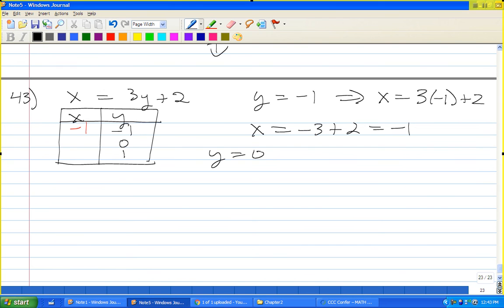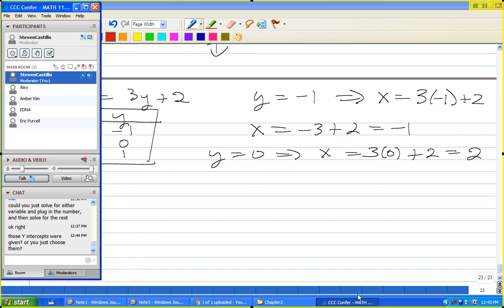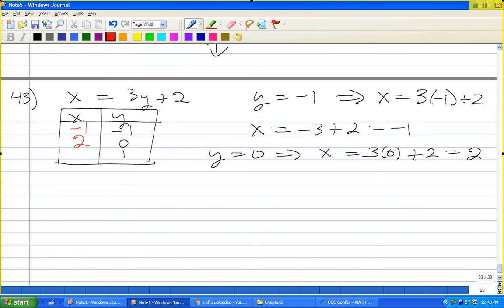When y equals 0, I have x equal to 3 times 0 plus 2. But 3 times 0 is 0, plus 2 is 2. I'm just choosing; none of the points were given. However, in this case, I noticed that x is equal to something, and so I could just pick nice y values to plug into the equation.